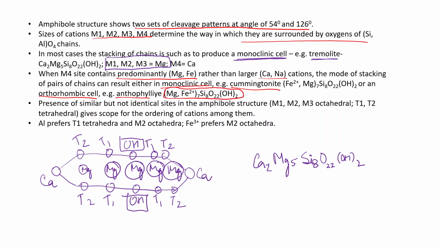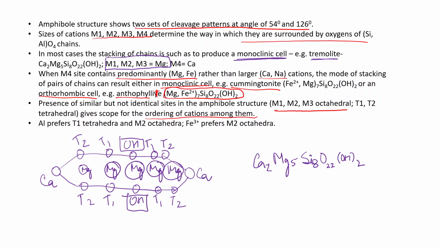So remember, anthophyllite. So we have cummingtonite as the monoclinic amphibole, and anthophyllite as the orthorhombic amphibole, both having similar chemical composition. The presence of similar but not identical sites in the amphibole structure, which will be M1, M2, M3 octahedra and T1, T2 tetrahedra, gives scope for the ordering of cations among them.